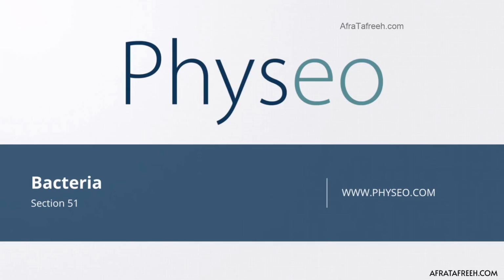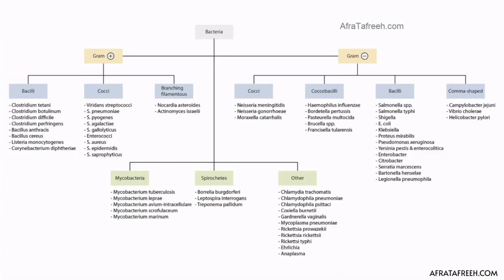Welcome to section 51 of bacteria. This is our bacteria overview figure, and in this video we will be discussing three species within the Rickettsia genus, Rickettsia rickettsii, Rickettsia prowazekii, and Rickettsia typhi, which you can see right here.